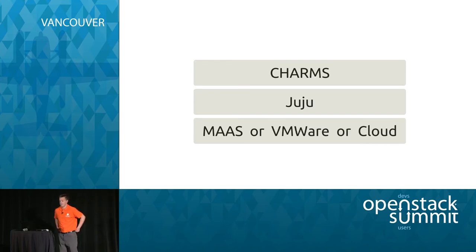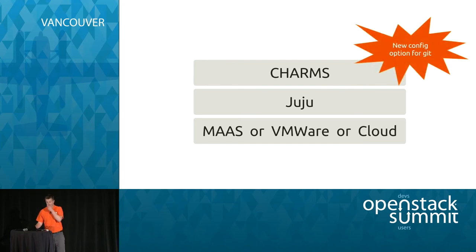So MAAS is used by several banks and telcos. The Open Compute Project is using MAAS, and the London Stock Exchange is also using MAAS. And there's a new config option for the OpenStack charms, which is how we enable the Git repositories. We point the charms to the Git repositories that you're going to deploy from.